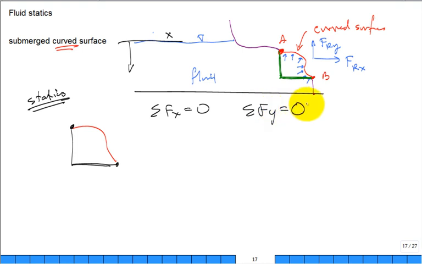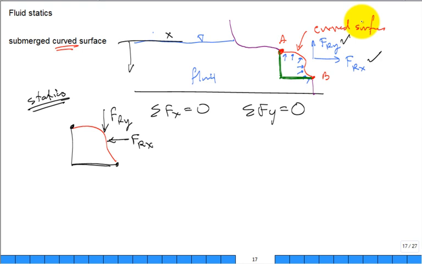So if I'm focusing only on that fluid section, what I have is F of Rx, which is the wall pushing back on that fluid. Instead of over here, F of Rx was the fluid pushing on the wall. Equal and opposite. Likewise, I have F of Ry down where the fluid's pushing possibly up, as I've shown it, on that wall, curved surface. Okay, so to do the sum of the forces in both directions equal to zero, what do I need to do?